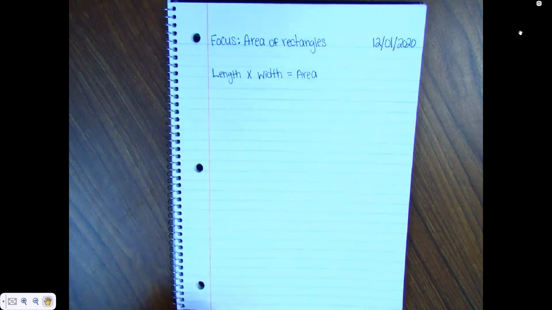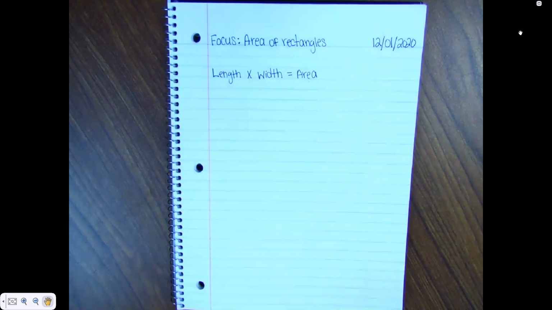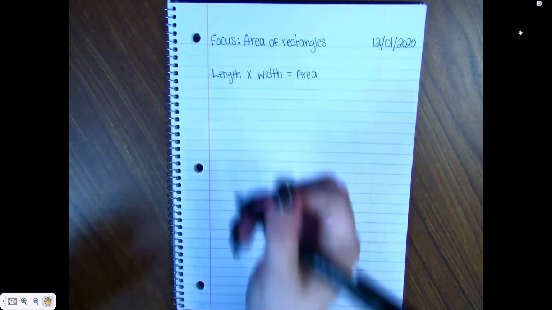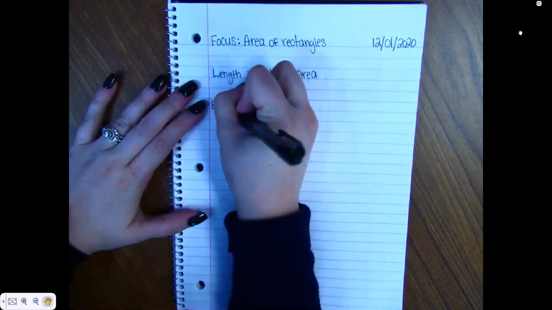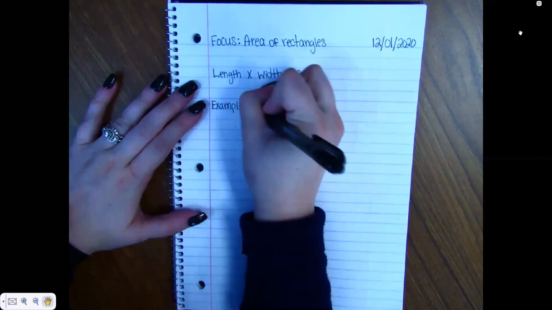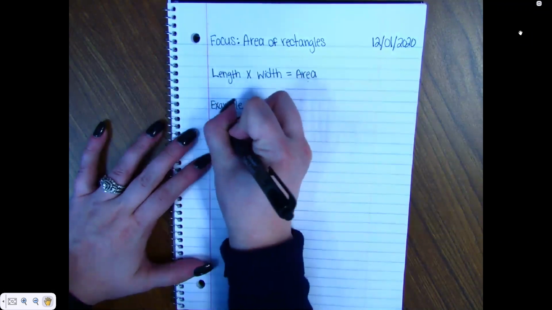All right, so we're going to start with our first example. So let's put example number 1. All right, we have Farmer Joe, and he is creating a section for his carrots.